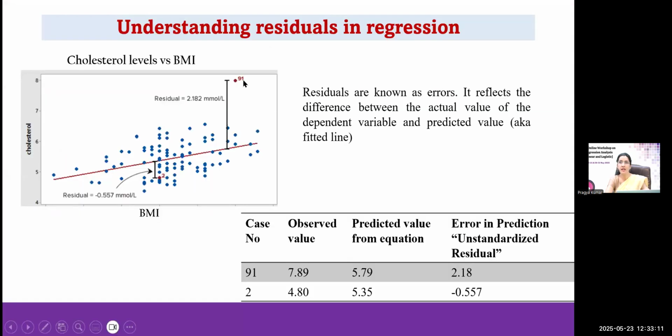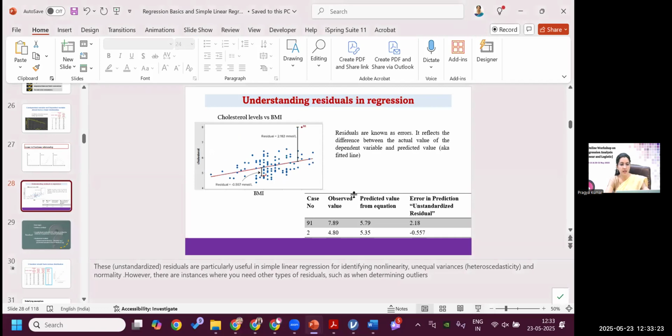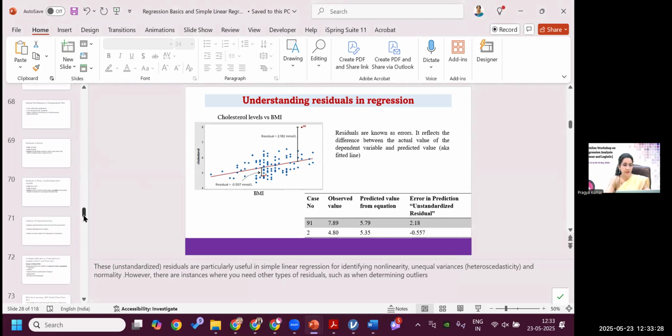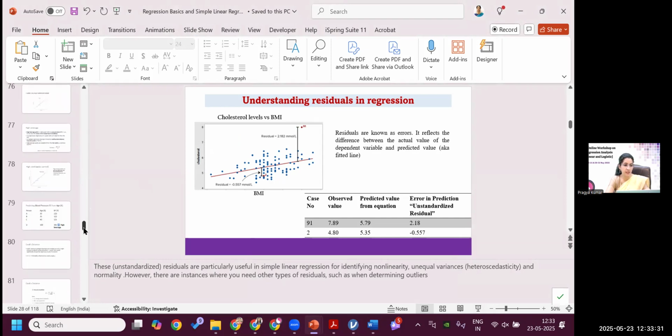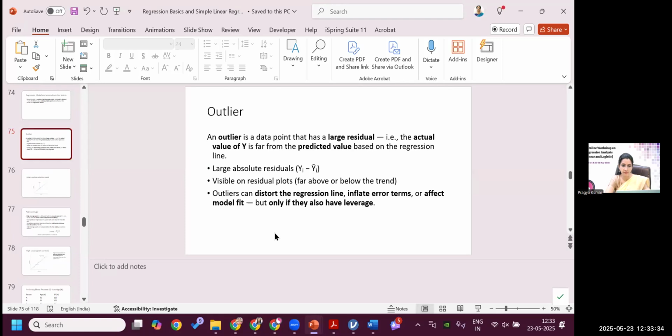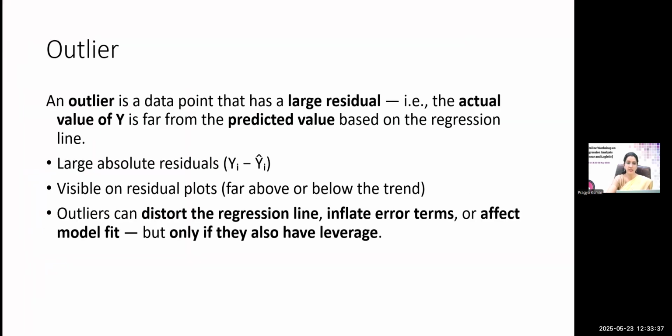So 91 here is the outlier because it is away from all these data points. The value of residual was very high here, so that's why you can call it an outlier. So what is an outlier? If the value of residual is very high for that particular data point, that is an outlier. Any data point that has a large residual; and by residual I mean the difference between the actual and the predicted. It is visible on the residual plot, where it will be far above or below the rest of the points.